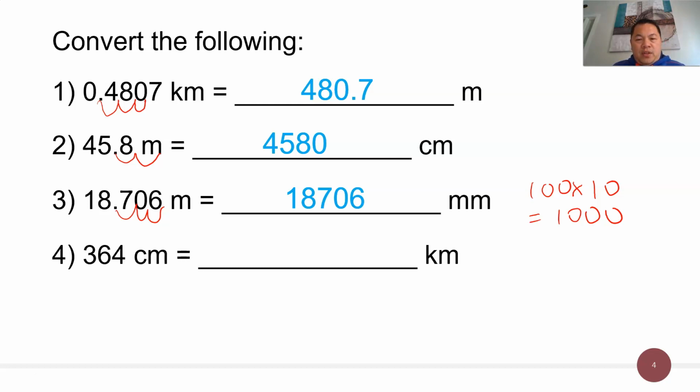Okay, next one. What about cm into kilometers? Oh, that will be a problem, isn't it? So from cm to meters, you have to divide by 100. And then from meters to kilometers, you have to continue to divide by another 100. Okay, let me erase it.